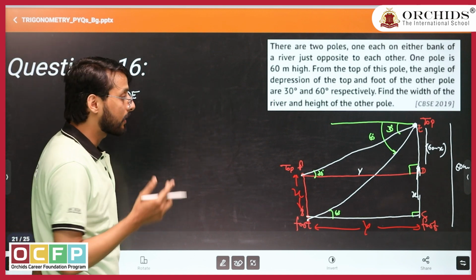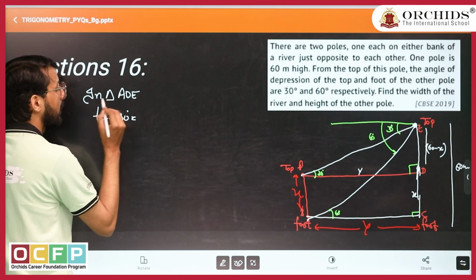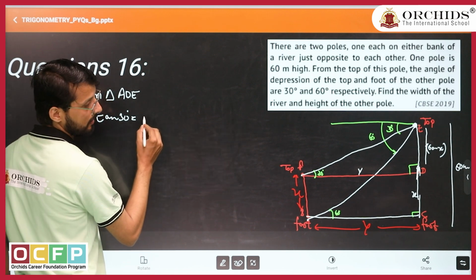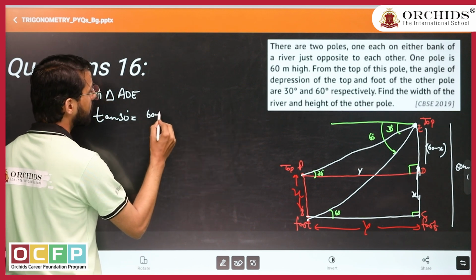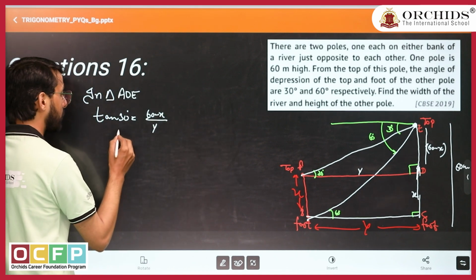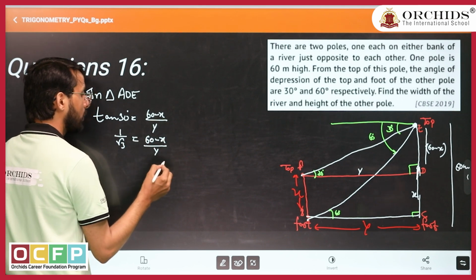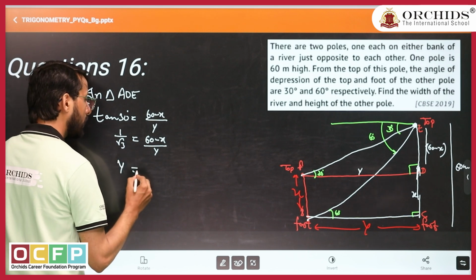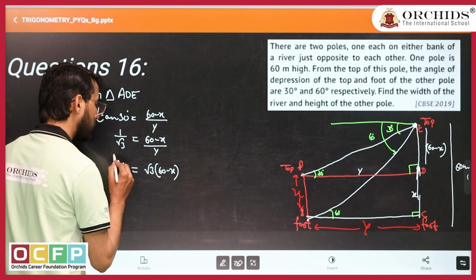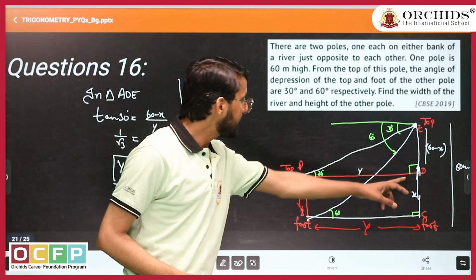Generate a relationship between X and Y. What relation we are getting? I can write tan 30 in AD is equal to ED by AD. ED is 60 minus X and AD is Y. What is tan 30? Tan 30 is 1 by root 3. 1 by root 3 is 60 minus X upon Y. So what is the value of Y I am getting? Y is equal to root 3 times 60 minus X. This is the first equation which I have generated from the smaller triangle at the top, ED and A.